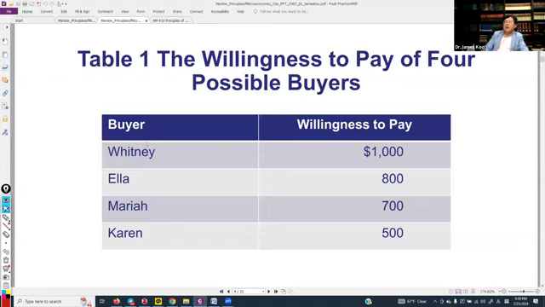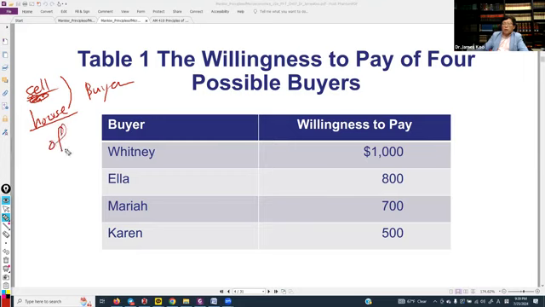Willingness to pay is per possible buyer, it means per person. In the market, the buyers are Whitney, Ella, Maria, and Karen. It is like a house. You want to sell a house, but there are some buyers. The prices are: Whitney 1,000, Ella 800, Maria 700, Karen 500. Who is the best one?